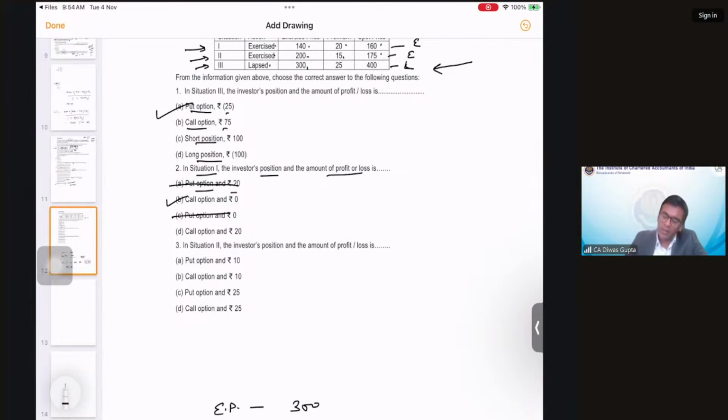Now within call option, the overall gain or loss will be computed using the amount that we have paid as well in terms of the premium. So 20 rupees is not the gain, 0 rupees is the net gain or loss, and hence B becomes the right answer.